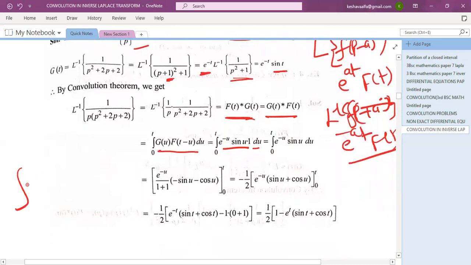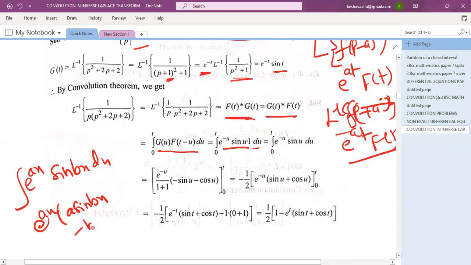So we know the formula, integral of e power ax sine bx dx is equal to e power ax into a sine bx minus b cos bx by a square plus b square. Using this formula, e power minus u by a square plus b square is 1 plus 1, and a is minus 1, so minus sine u minus cos u.